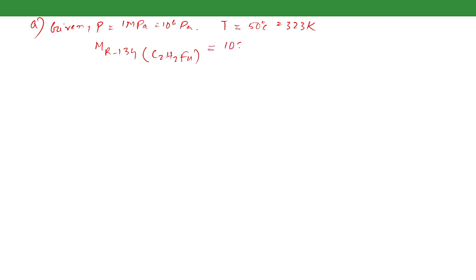So how can we use this? Now, first, using the ideal gas, given pressure is 1 megapascal, that is 10 to the power 6 pascal, temperature is 50 degrees Celsius or 323 Kelvin. So the molecular mass of R134A, this is tetrafluoroethane, right? So this is basically C2H2F4. So the molecular mass is 102, and this gives the R value to be 8.314 by 102, that is 0.0815 kilojoule per kg Kelvin.